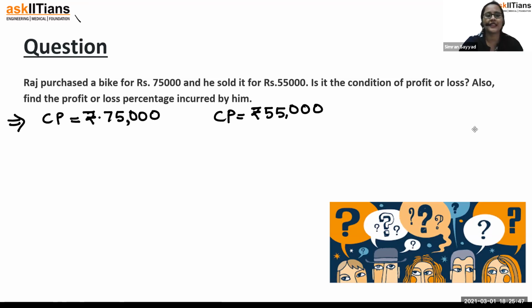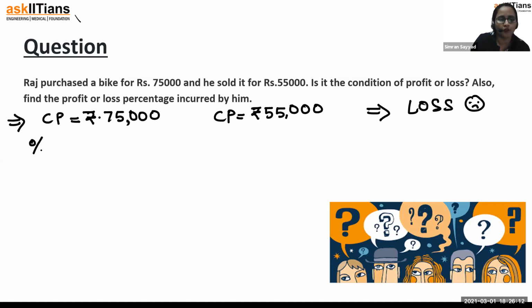So what they are saying is that Raj has purchased a bike for 75,000. He sold it for 55,000. So by looking at this, you tell me, is this a profit or a loss? Of course, it is a loss. So now we have to get the percent loss.